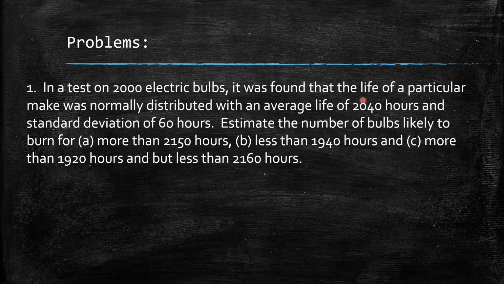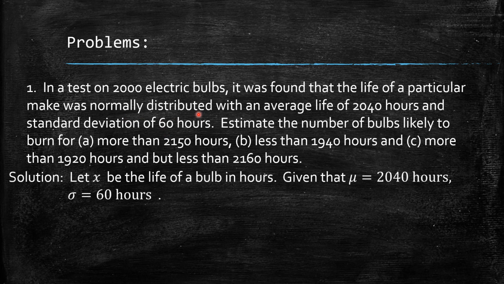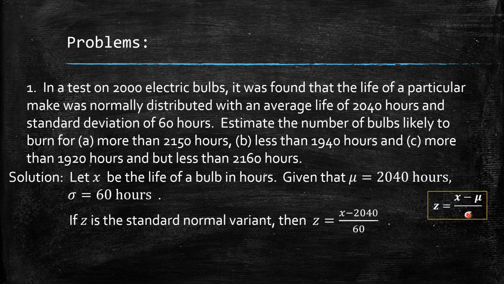So first identify mu and standard deviation sigma. This is a normally distributed variable, so I want to first take it as standard normal by taking the relation z is equal to x minus mu by sigma. Solution: let x be the life of a bulb in hours. Given that mu is 2040 and sigma is 60 hours, for the standard normal variate z, z is equal to x minus 2040 by 60.